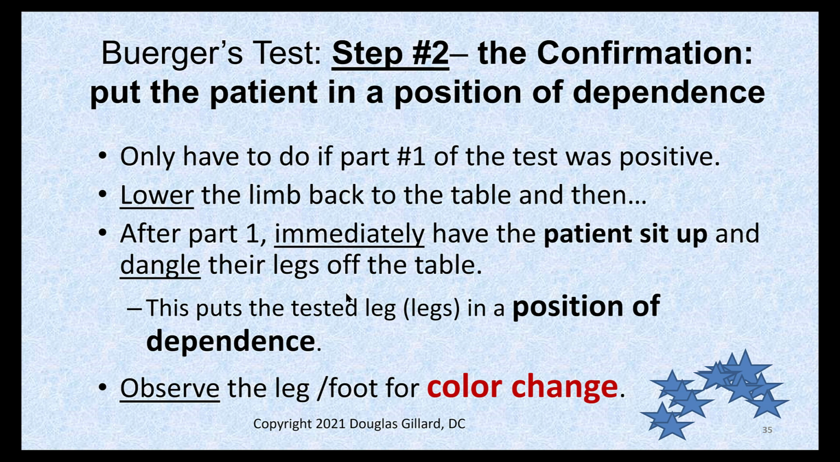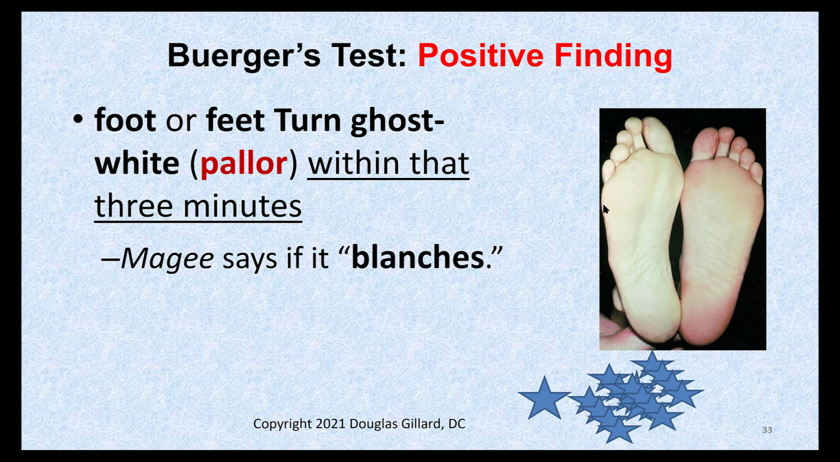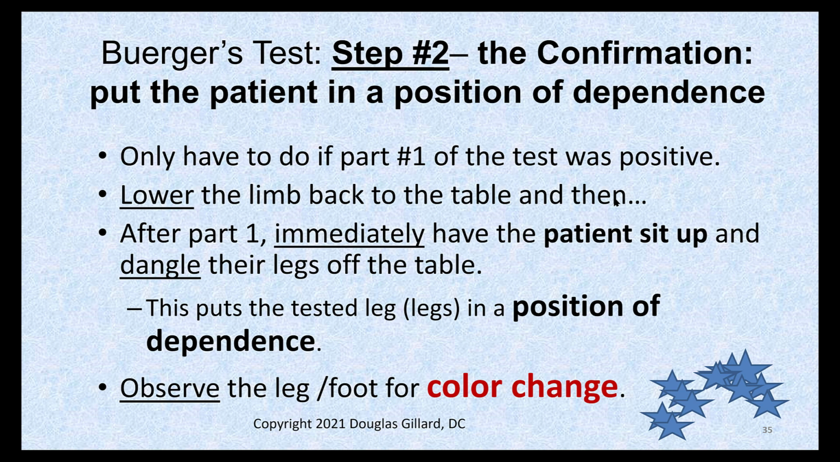Part 2, if the test was positive, so if that was your patient, just to confirm, you can go to part 2. And what's part 2? You just have the patient sit up with their feet dangling on the table. And now you watch the blood return to their feet. If the artery is clogged, it's not going to come back to color. It's going to have a delay in turning back to its normal, rosy red color.